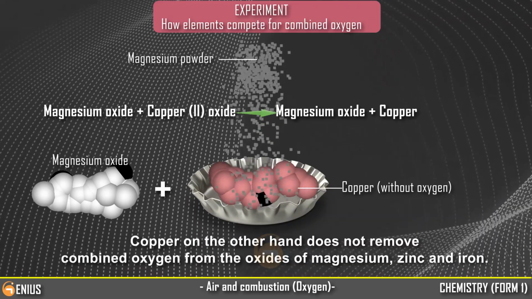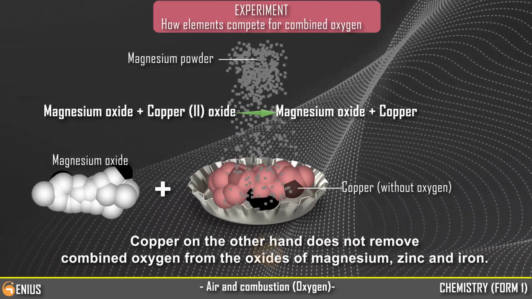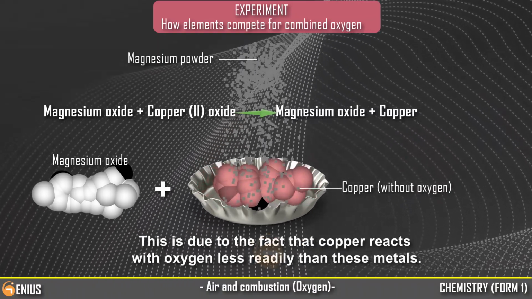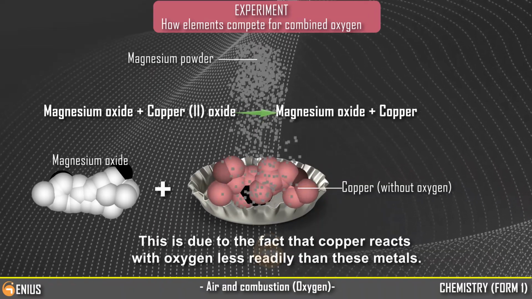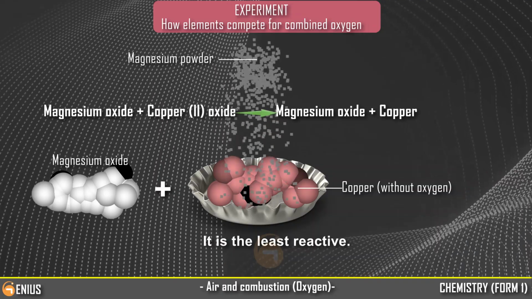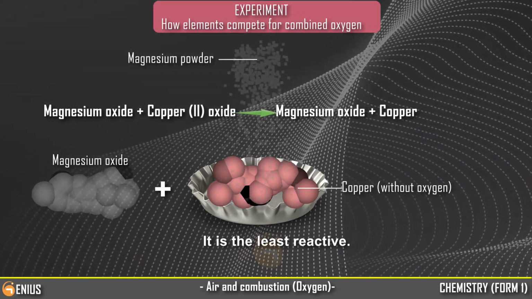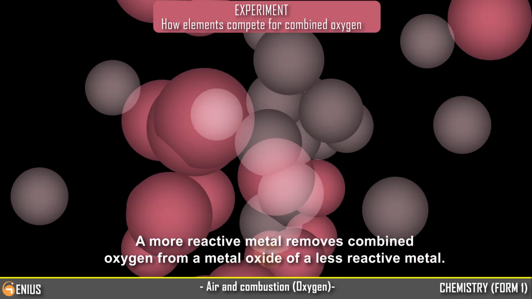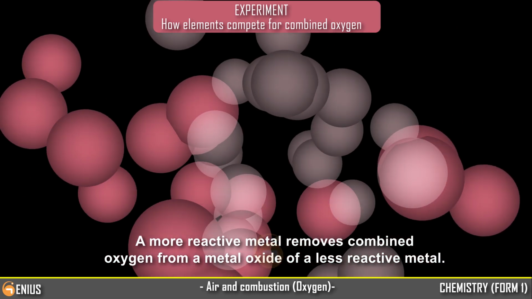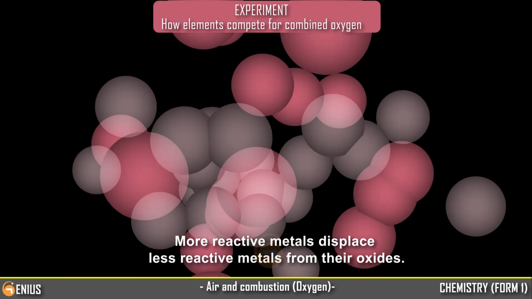Copper, on the other hand, does not remove combined oxygen from the oxides of magnesium, zinc and iron. This is due to the fact that copper reacts with oxygen less readily than these metals. It is the least reactive. A more reactive metal removes combined oxygen from a metal oxide of a less reactive metal. More reactive metals displace less reactive metals from their oxides.